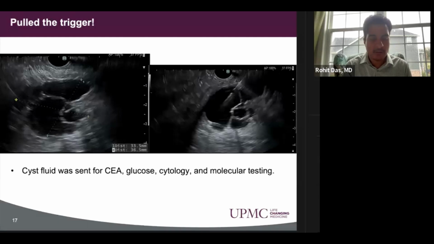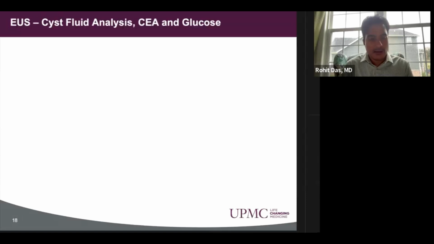And so now we'll talk about these tests and then circle back to this patient, look at her results, and see what panned out. So the 2 tests that are almost always sent as part of cyst fluid analysis include CEA and glucose levels.